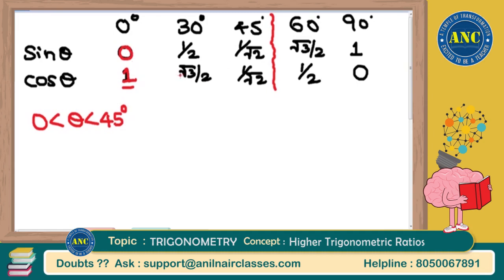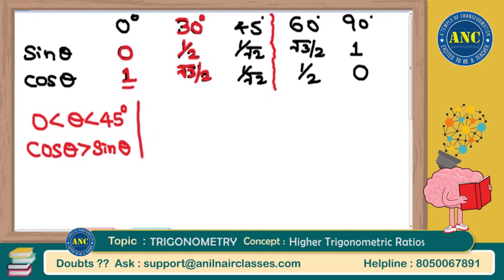Cos 30 is root 3 by 2, and the same angle 30 degrees for sine will be 1 by 2. But root 3 by 2 is greater than 1 by 2. That means if I take any angle between 0 and 45 degrees, my cos theta will always be greater than sin theta. Please don't ignore this statement. If I say something in my class, there is an importance for this, right? My cos theta is greater than sin theta between 0 to 45 degrees.